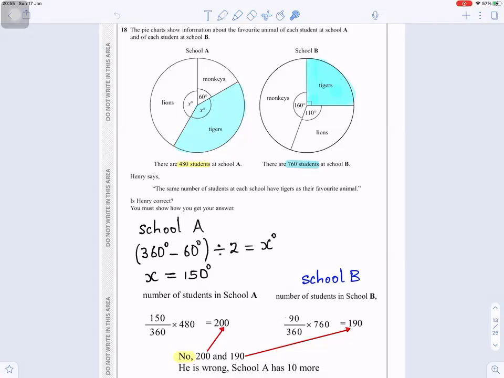And then for school B, the angle for tigers is 90. So the number of students is 90 divided by 360 times 760. That gives you 190. So the answer is no. 200 and 190 are different. So Henry is wrong. School A has 10 more.